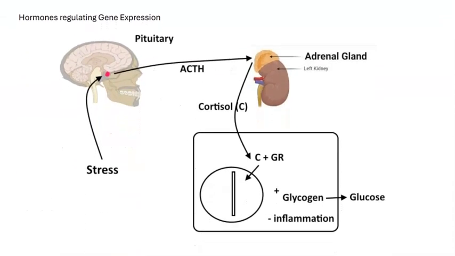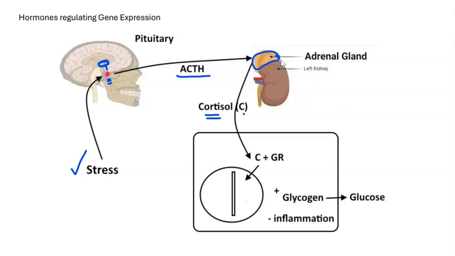So, how can a hormone affect the regulation and expression of a gene? Stress in humans is detected by the hypothalamic region of the brain, which is approximately here, and results in the secretion from the pituitary of a hormone called ACTH. This travels through the bloodstream, and its target tissue is the adrenal glands on top of the kidney. The adrenal glands in turn produce the hormone cortisol.